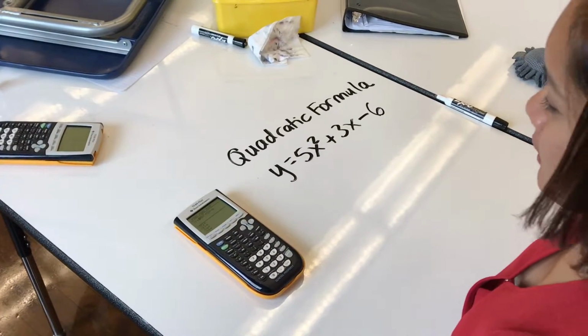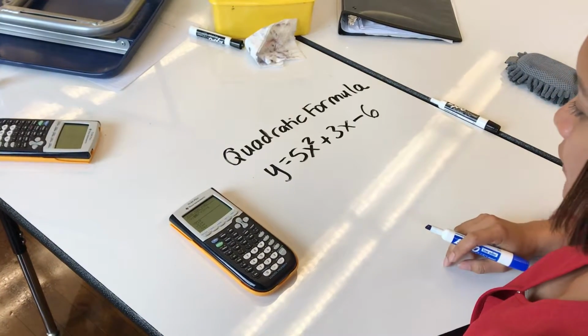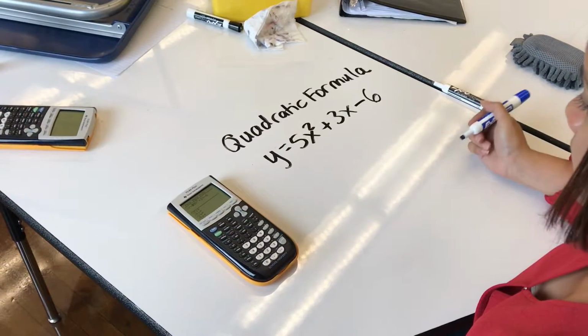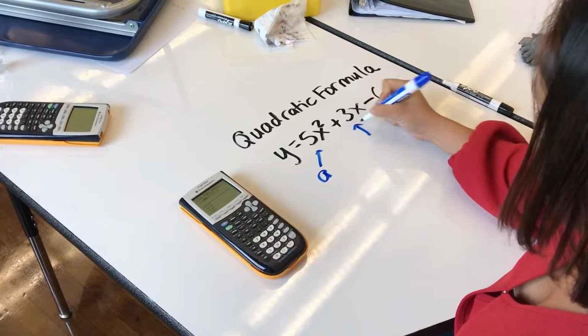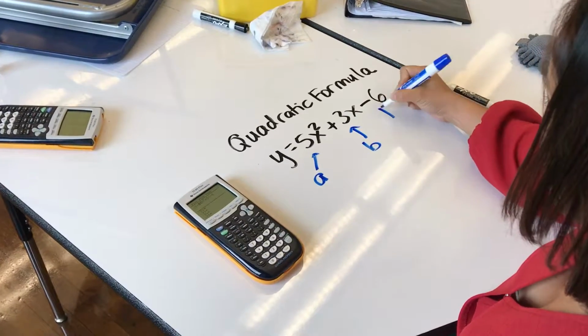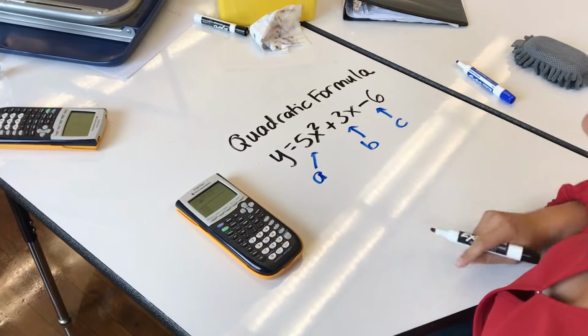This is our YouTube explanation of the quadratic formula. We're doing the equation y equals 5x squared plus 3x minus 6. In this equation, 5 is A, 3 is B, and negative 6 is C. We're going to plug it into the formula.